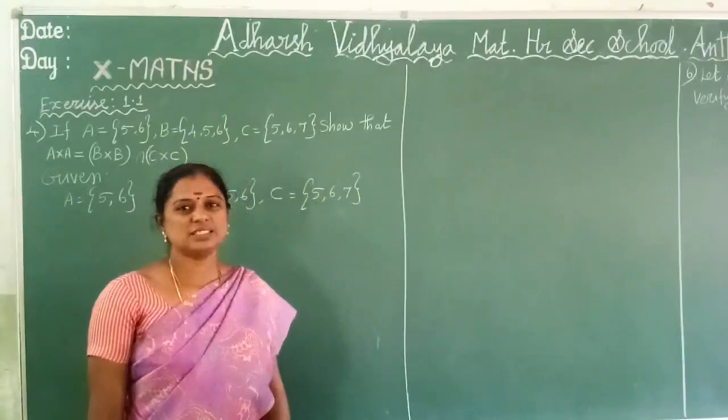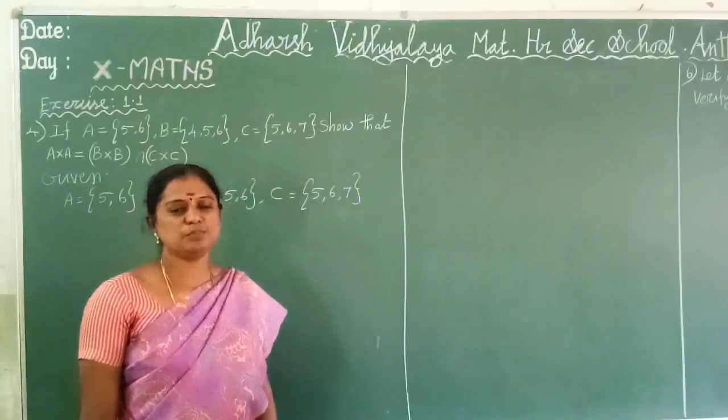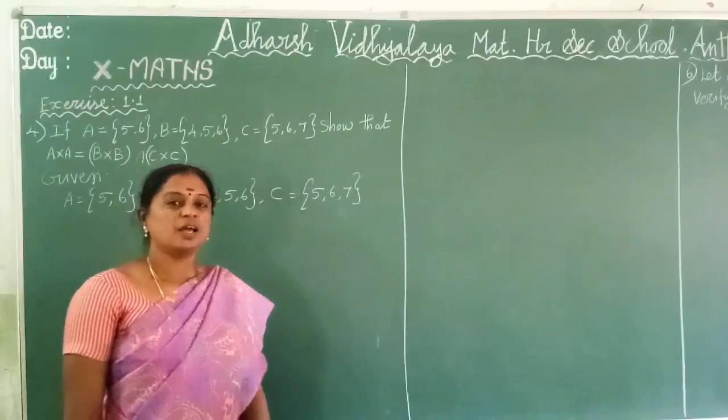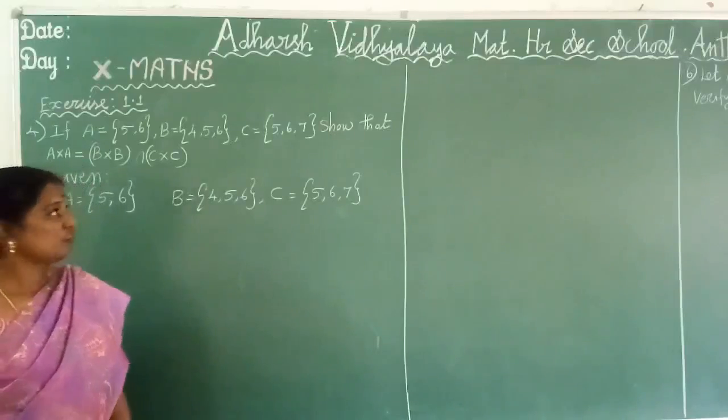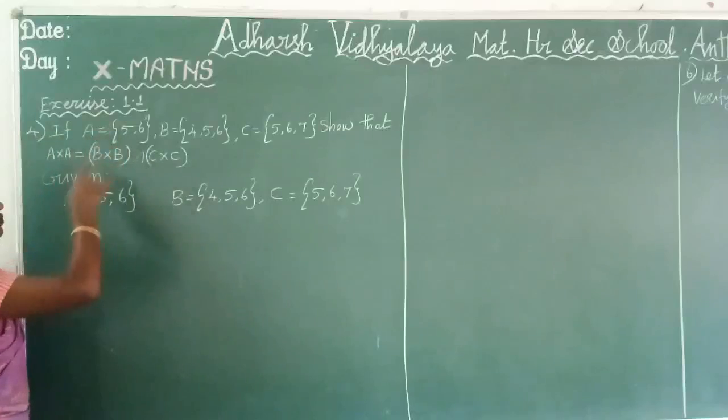Adarsh Vidyalaya Maths online class. Last class we discussed the first chapter, relations and functions, and the Cartesian product. In exercise 1.1, three sums were completed. Now we discuss the fourth sum.